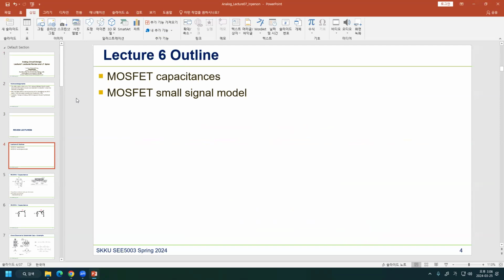Is it there? Okay. So again, we're gonna do some review and then do some LTspice, and then we'll learn a very useful method to design for MOSFET, and then we're gonna use that method for the rest of the class. So lecture 6 was about capacitances and small signal model.